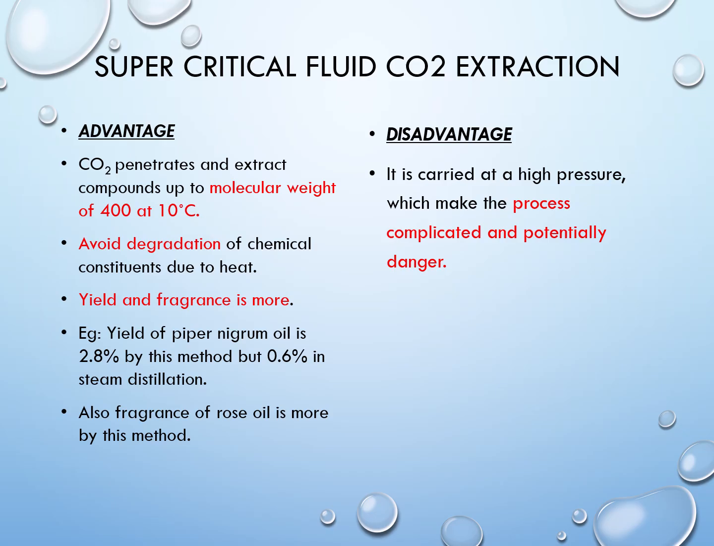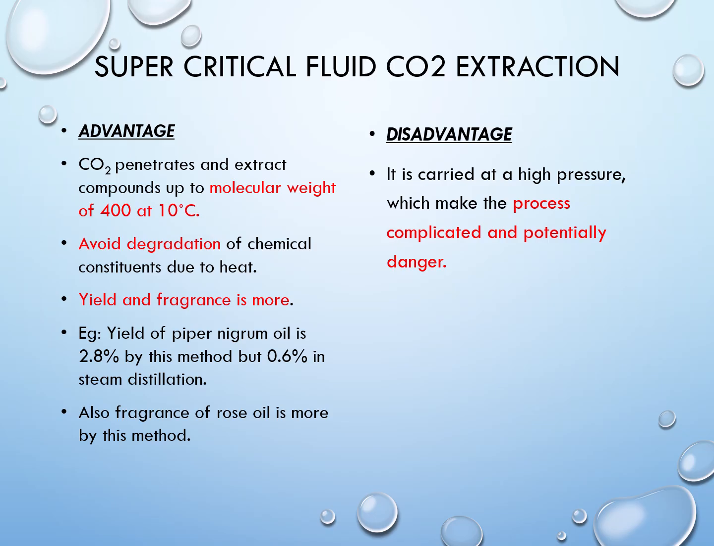Let us see what are the advantages and disadvantages of supercritical fluid carbon dioxide extraction. So this is one of the most modern methods used for the extraction of volatile oils. Here we are using the fluid carbon dioxide as a solvent, and the fluid carbon dioxide penetrates very quickly and extracts compounds up to a molecular weight of 400. Second advantage is, since it is operated at a temperature of 10 degrees Celsius, it avoids the degradation of chemical constituents due to heat.